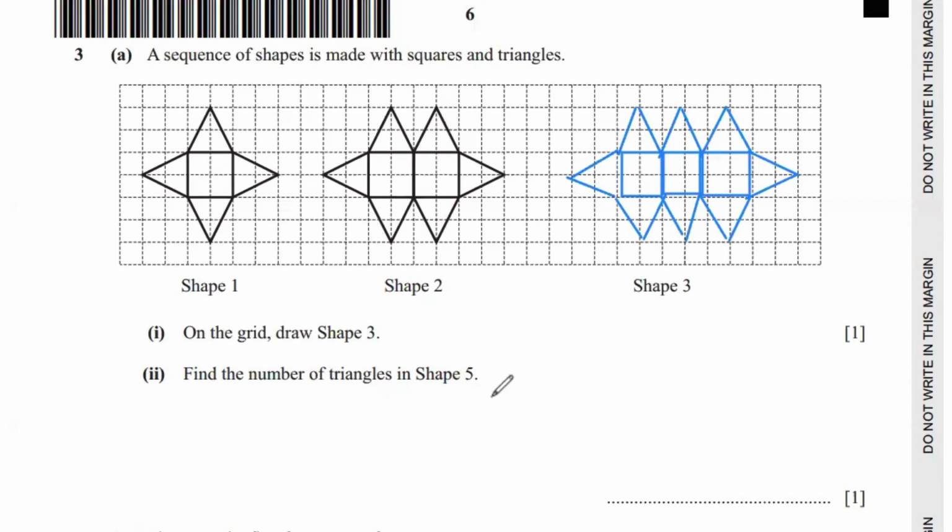Find the number of triangles in shape 5. So in the first shape, we have 4. Then we have 6. Then we have 8. So in the fourth shape, it will be 10 and then 12. 12 triangles.